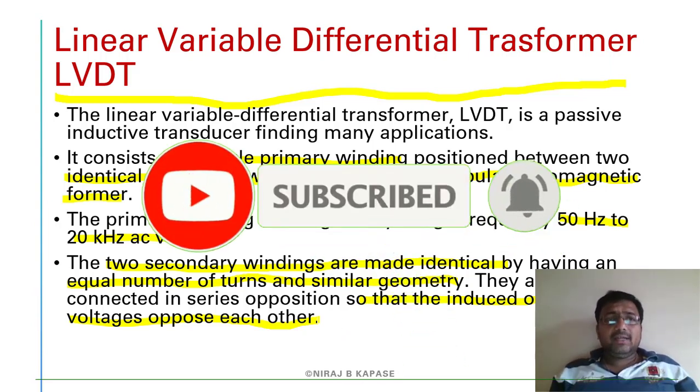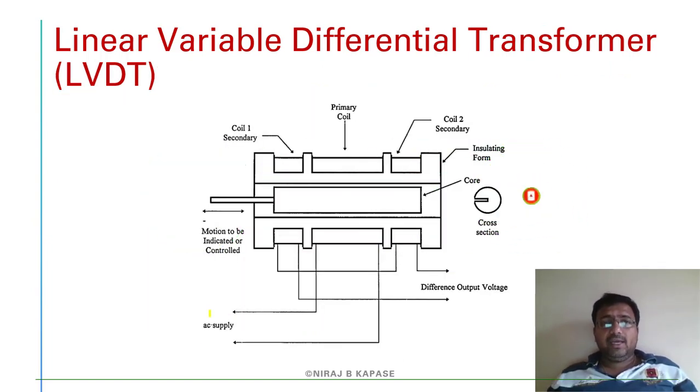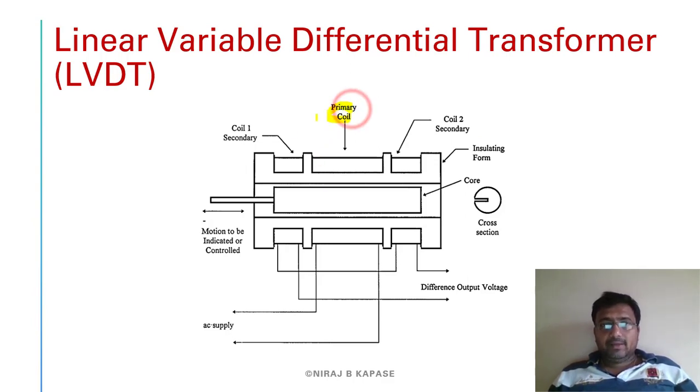So we'll see the diagram of the LVDT, how it looks. As explained, there is a single primary coil and two identical secondary coils. This is coil 1 and coil 2, the two secondary coils. On this side there is one secondary coil, on the other side there is another secondary coil. The insulating foam is available on the top and on this side, and on the bottom side also.